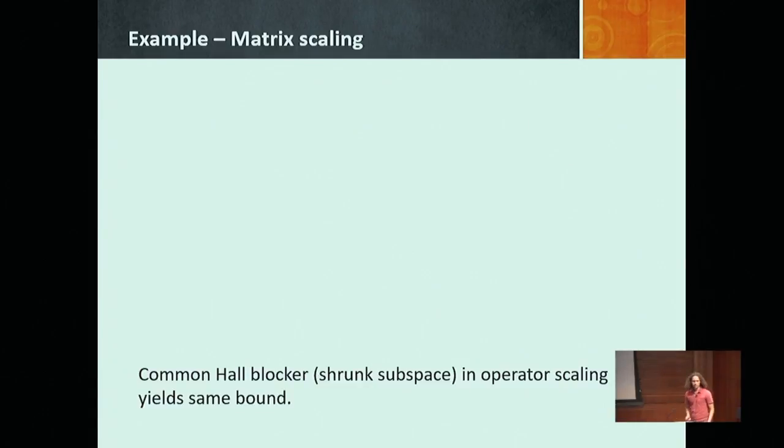The common Hall blocker is the shrunk subspace. Exactly, the shrunk subspace, yeah. Which gives a change of basis to the diagonal. Exactly. So the shrunk subspace gives you exactly this common Hall blocker for all of them, and therefore you just do the same idea, right? So you have bigger bounds.